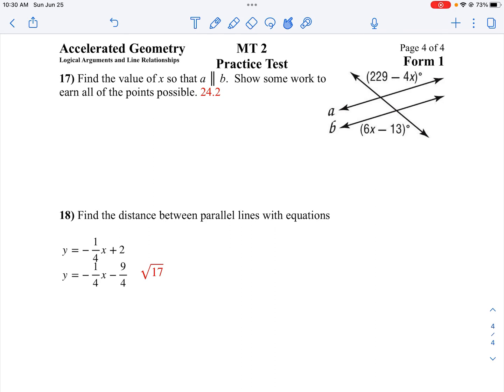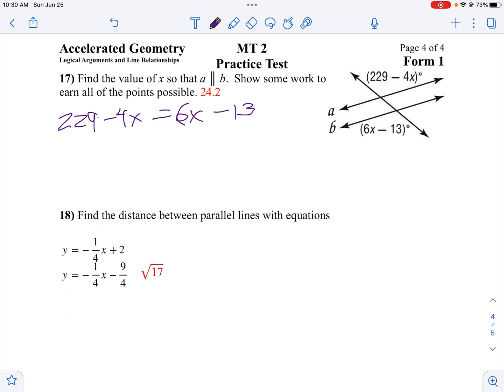On page 4 of our practice test, we're given, or we're not given, I want to find the value of x that would make A and B parallel. Well, notice these are alternate exterior angles. So in order for the lines to be parallel, they have to be equal. So we're going to say 229 minus 4x equals 6x minus 13.